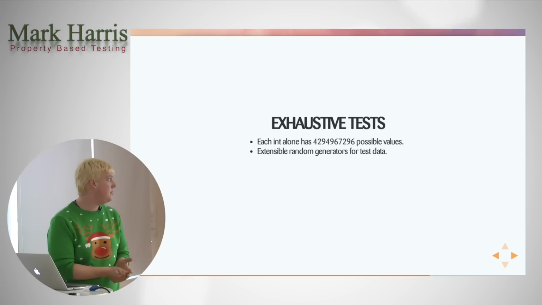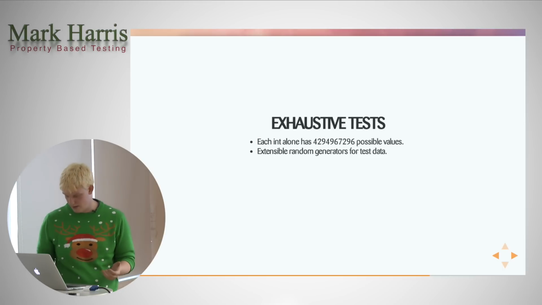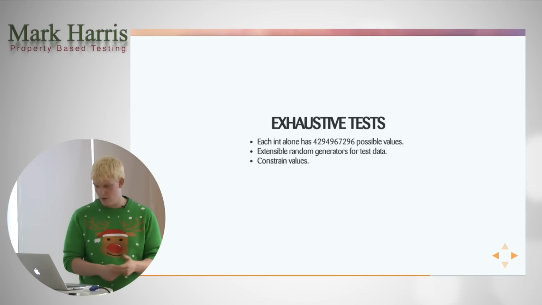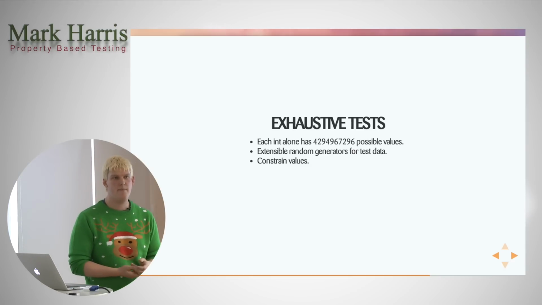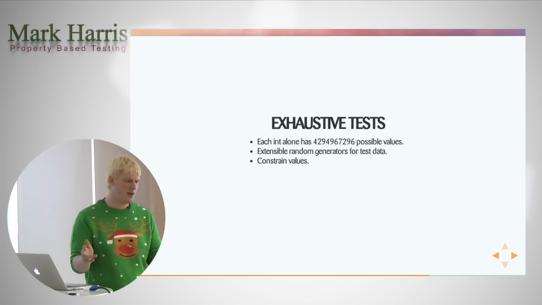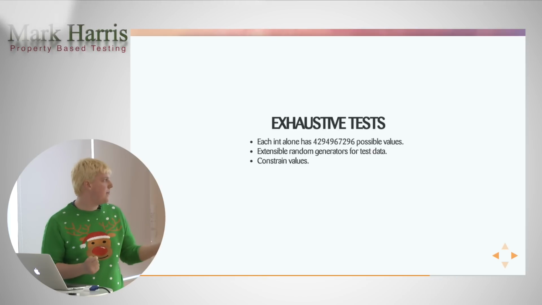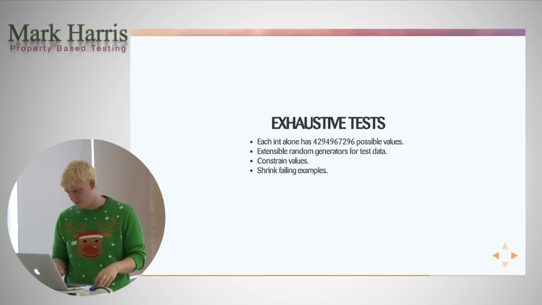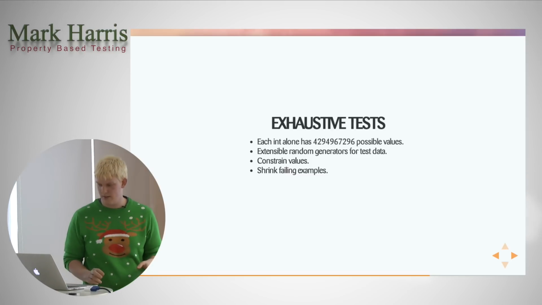So Scarlett Check gives you facilities to build random generators for test data. Once you've started building those, it gives you a way to constrain some of the values that you're generating. So you can sort of say, all right, I want strings, but I want strings that are above a certain length. And that's a way to quickly generate generators from existing ones. And it gives you the opportunity to shrink failing tests.